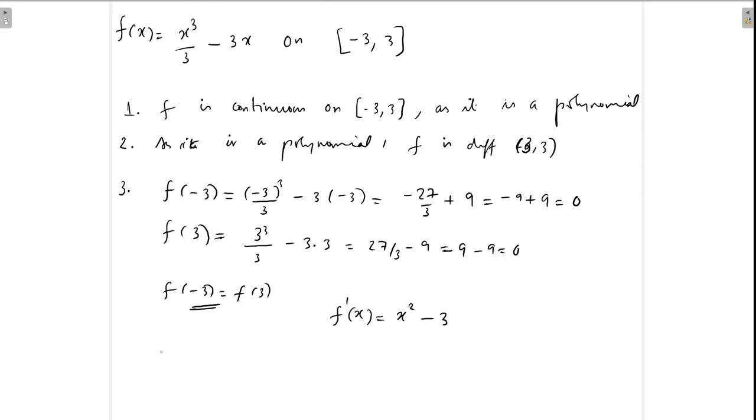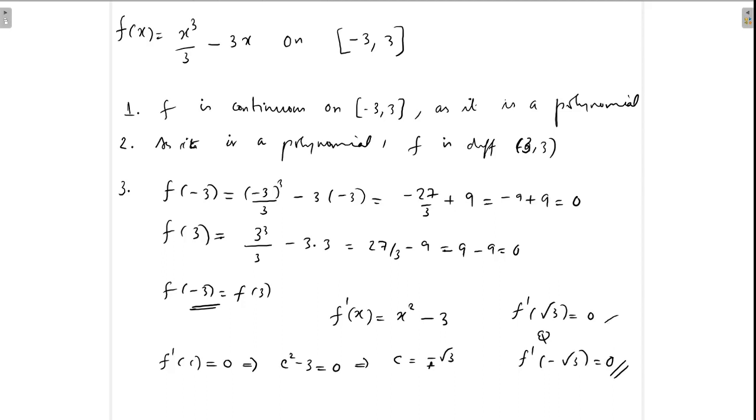So in order to evaluate the point where f' is 0, we need to equate f'(c) equal to 0. What is f'(c)? f'(c) is c² − 3 = 0. That should imply c is the point −√3 and +√3. Okay, plus or minus √3. Now you can find f'(√3) = 0, and we have one more point, f'(−√3) = 0.